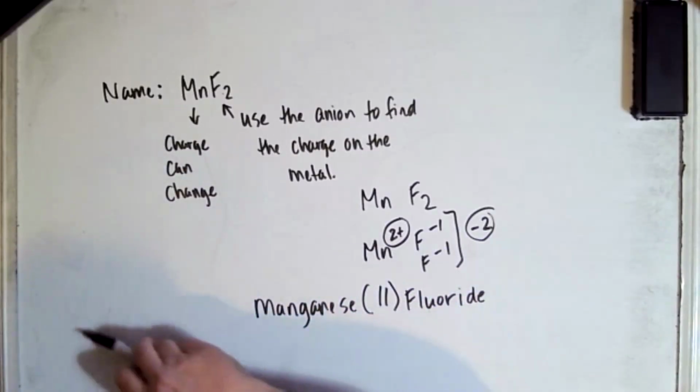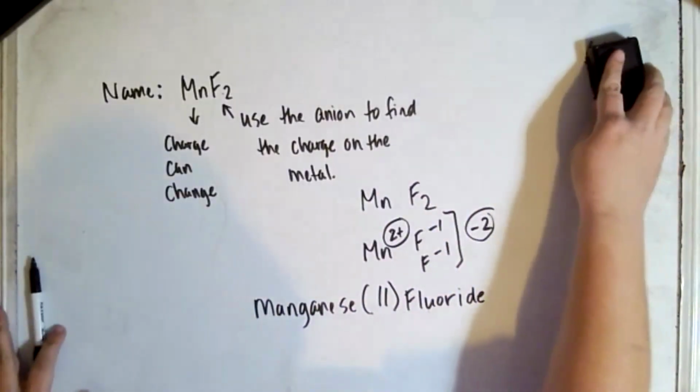The next example they give us is to name the compound FeCl2.